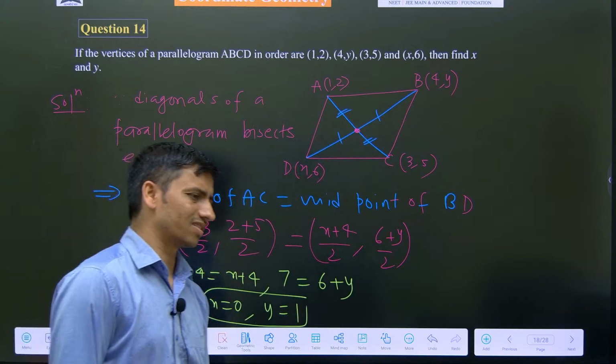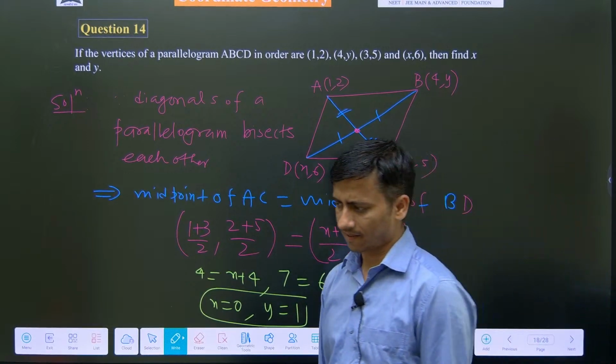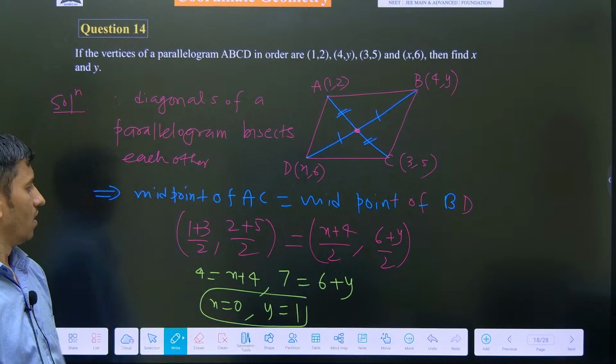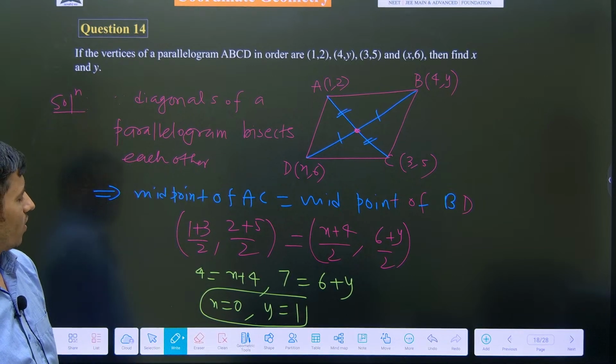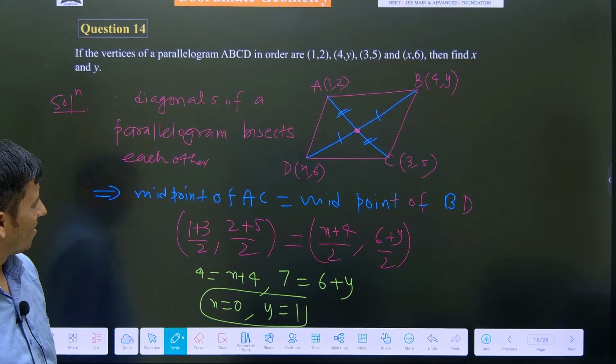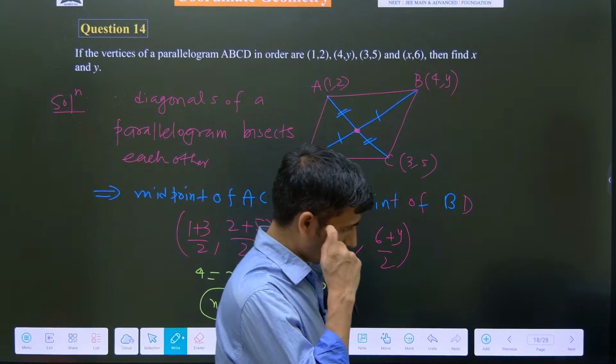Check your calculation, guys. No, don't take risk like that. It's a very easy one, no? So we got x is equal to 0 and y is equal to 1. Correct? Yeah.